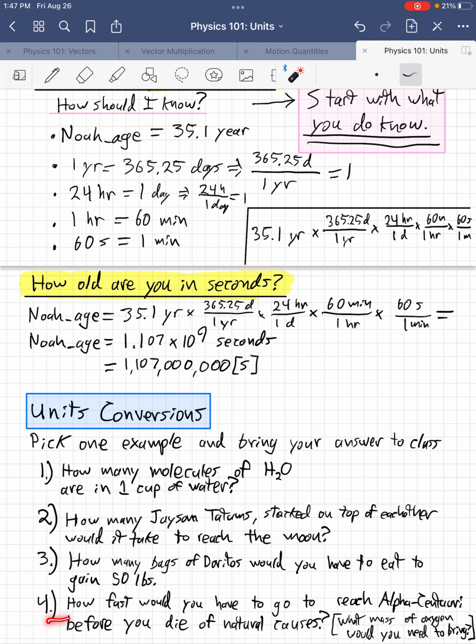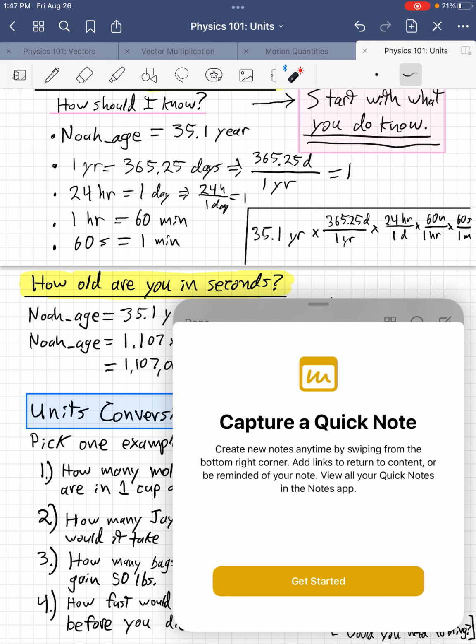Last one is interesting. How fast would you have to go to reach the nearest star, other than our sun, Alpha Centauri, before you died of natural causes? So how fast would you need to go? And bonus question, I think this would be, well, I kind of want to do this one in class, but I'd be curious.